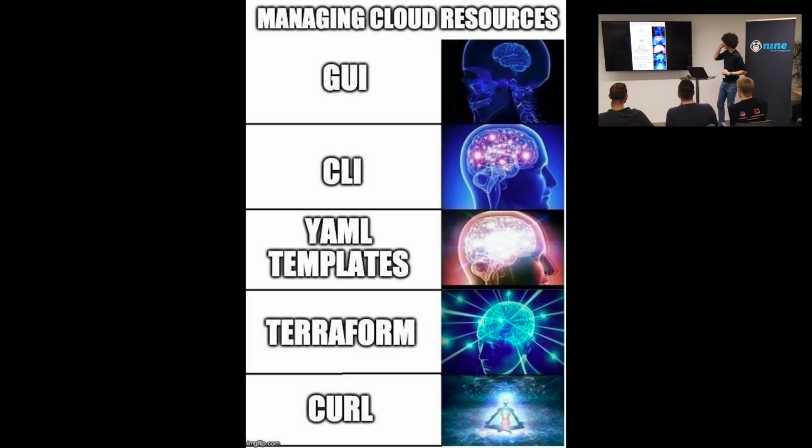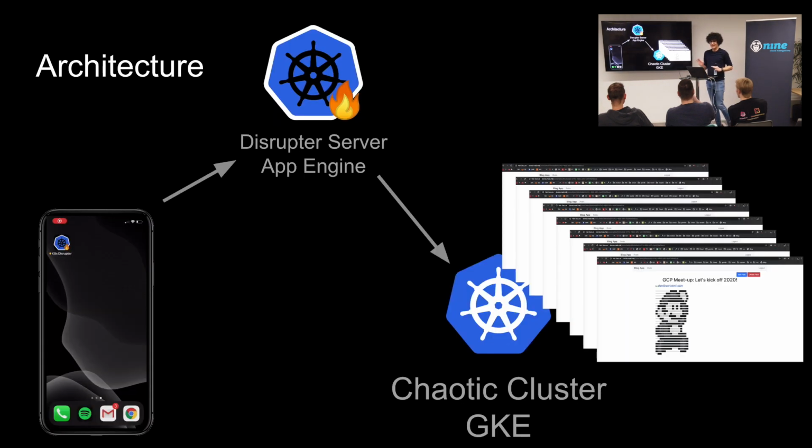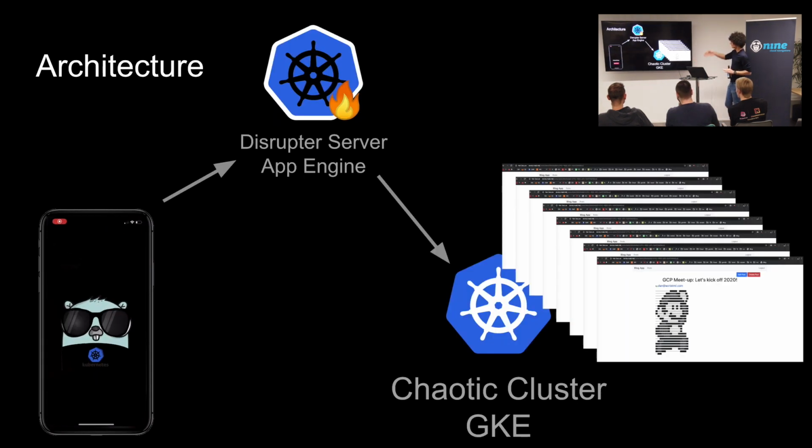Now, managing cloud resources: you can do GUI, cool. You can do CLI, cool. YAML templates for every single cloud provider are available. Terraform is better. What I ended up doing is curl, using Go, because it's awesome and it's surgical. I know exactly what I want to target and exactly when I want to target it, because everything else would take way too long for this demo to work. And it's a very simple architecture, actually.